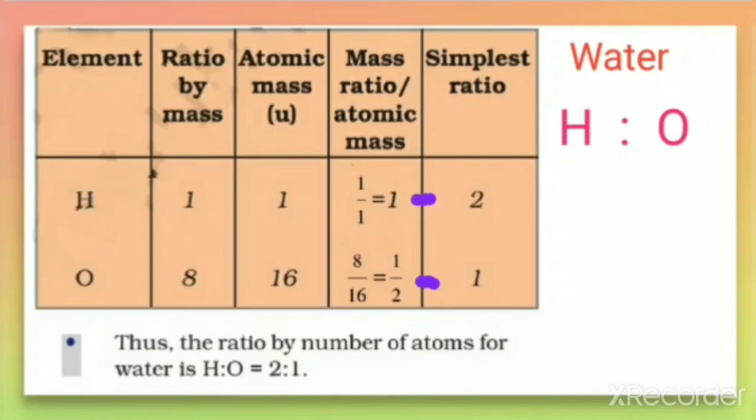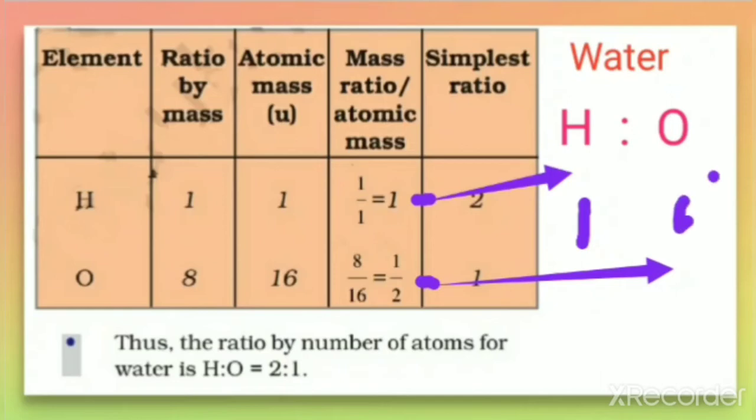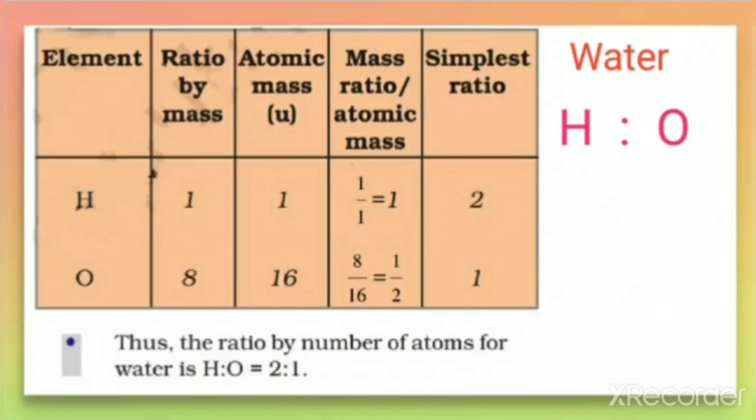So let us write that value here. For hydrogen, how much is the value? For hydrogen it is 1, so write this value here. For oxygen, we got 1 by 2, so write that value here. So 1 is to 1 by 2. Once again, what is the value which we got here? That is 1 is to 1 by 2. We got this ratio.